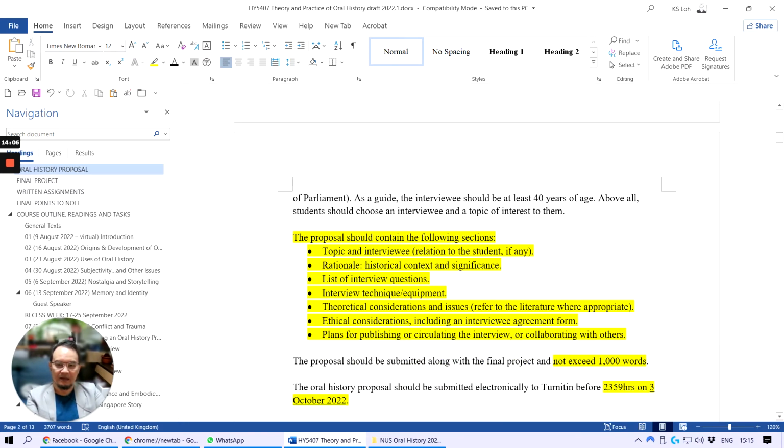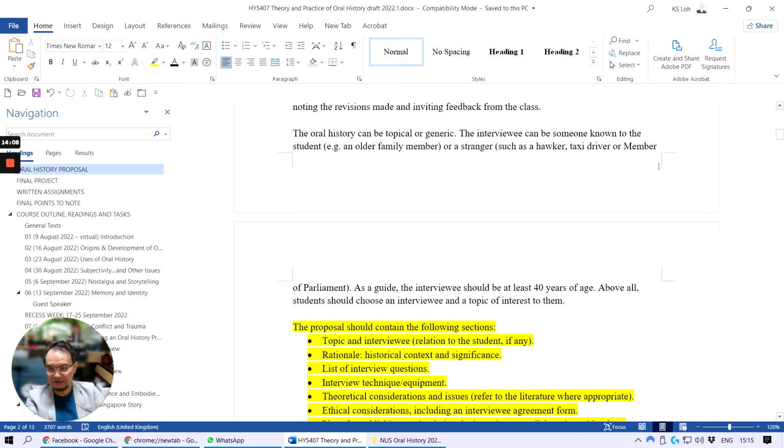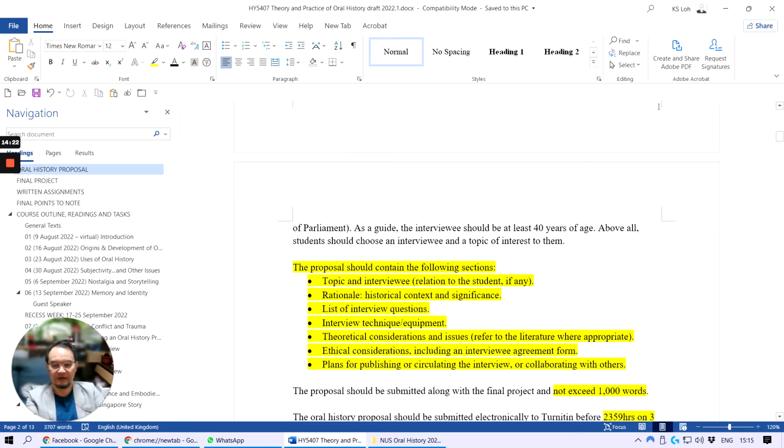Okay, it can be a family member as well. It can be your parents. I really like it when you interview someone that you know in your family, or maybe someone who's older than you that you know for some time already.